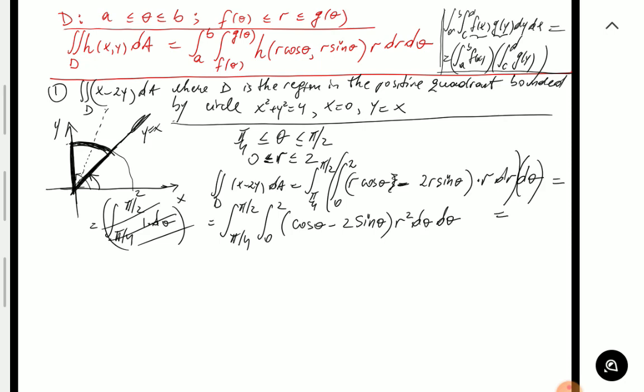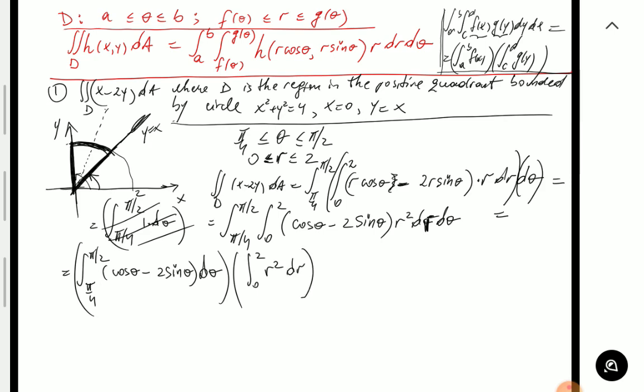Okay, so one more time, now it splits into a product of integrals. The portion that depends on theta, which is cosine of theta minus 2 sine of theta, d theta, times the integral that depends on r only, which is from 0 to 2, r squared dr. So you could do both integrals in the same step.